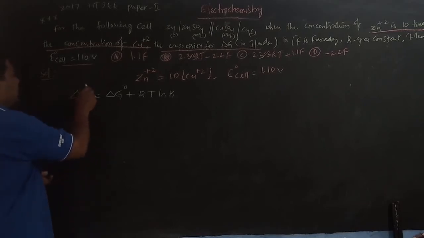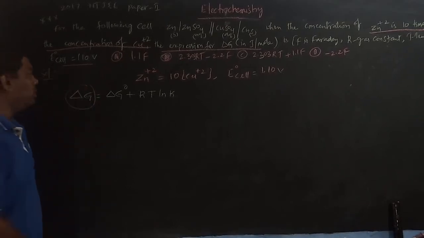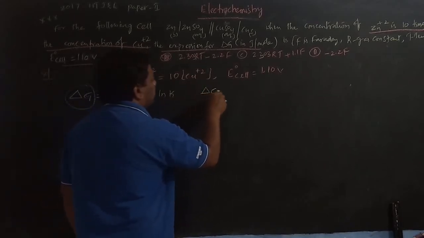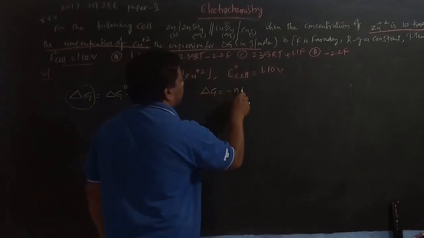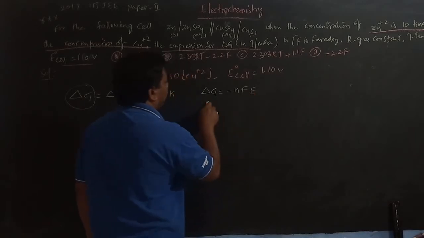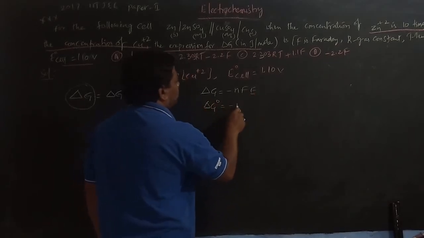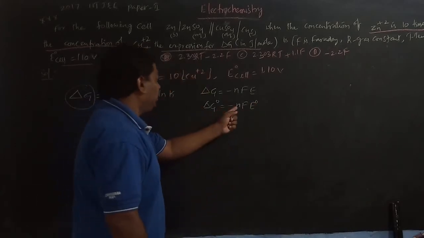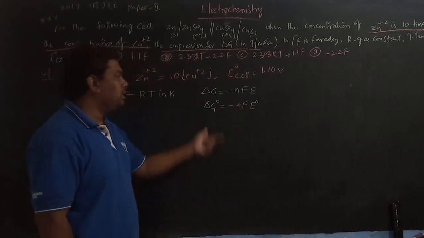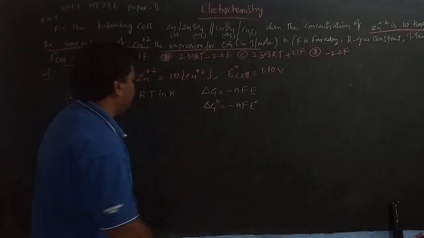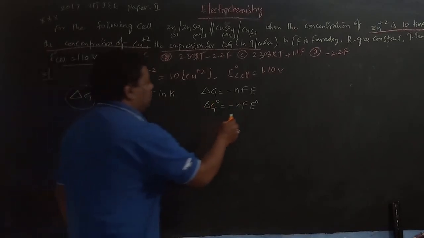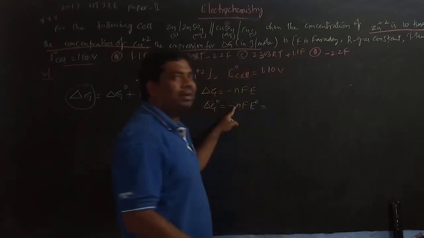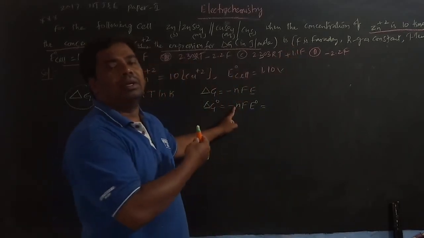So he is asking for delta G. We know delta G is equal to minus nFE, and delta G naught is equal to minus nF E naught. So delta G naught is equal to minus nF into E naught, which we will calculate here. Here n means the number of electrons transferred in the redox reaction.